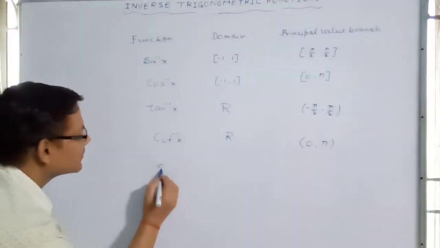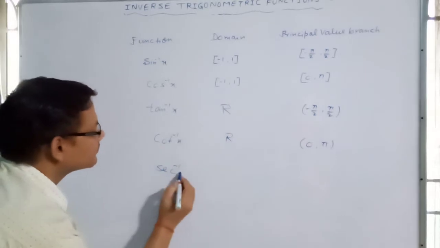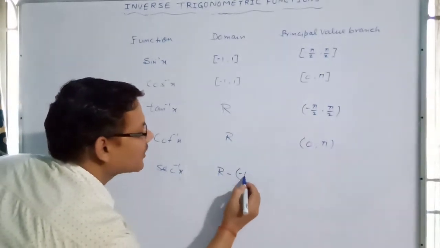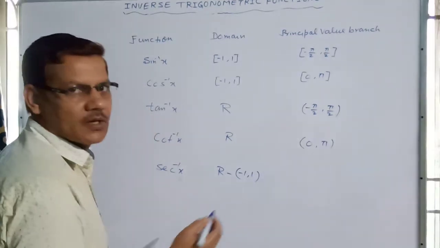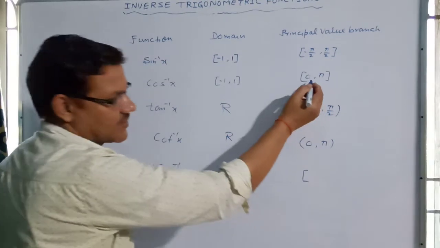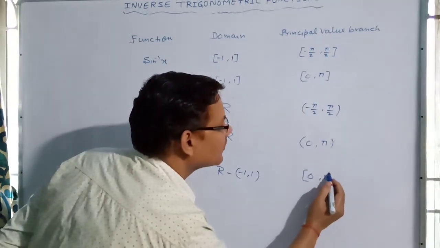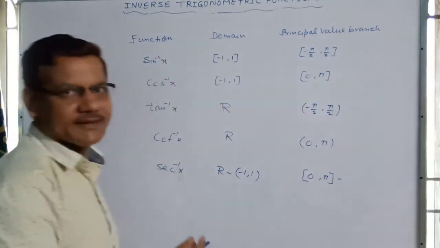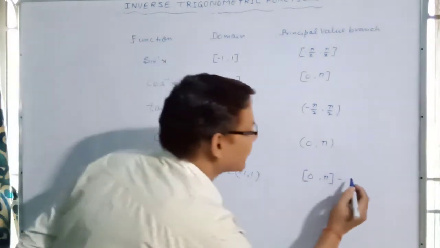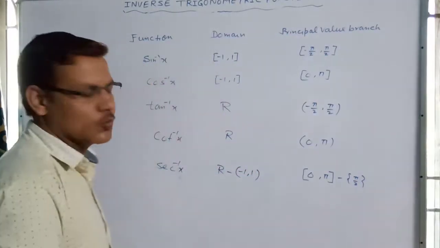And the next one is sec inverse x, and its domain is R minus the open interval -1 to 1, and here the closed interval is the same interval as for cosine, that is 0 to π. But there is a value for which sec x is undefined, so that's why we exclude π/2.